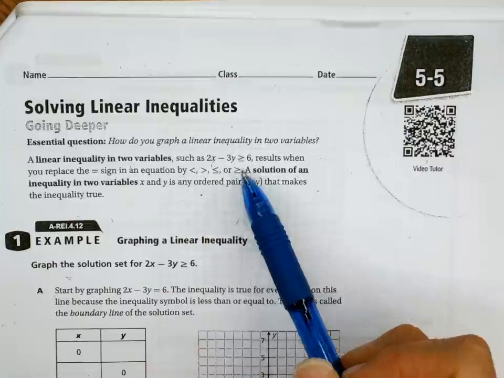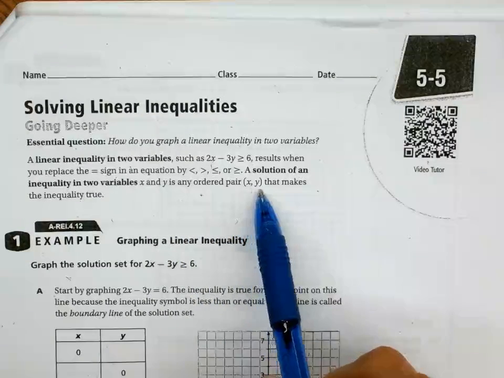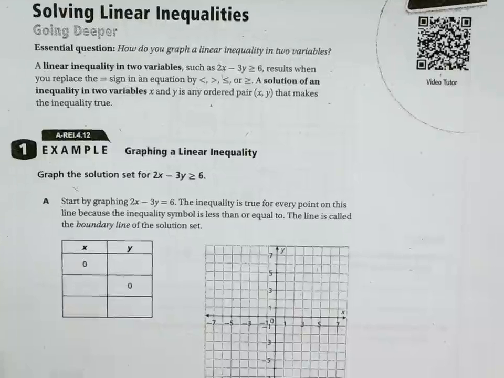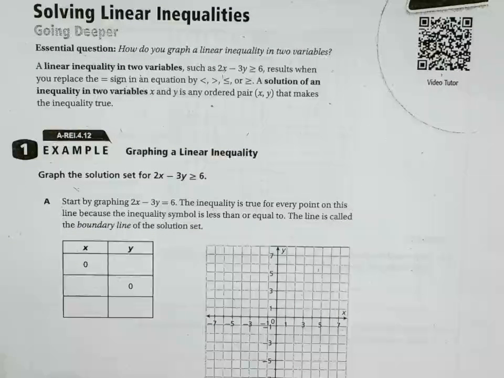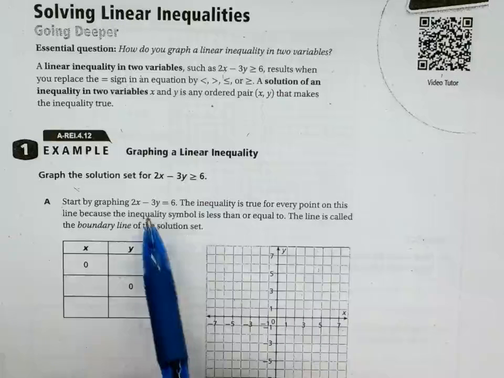A solution of an inequality in two variables, x and y, is an ordered pair, x comma y, that makes the inequality true. All right, so graphing a linear inequality. Graph the solution set for 2x minus 3y is greater than or equal to 6. We're going to start by graphing 2x minus 3y equals 6.